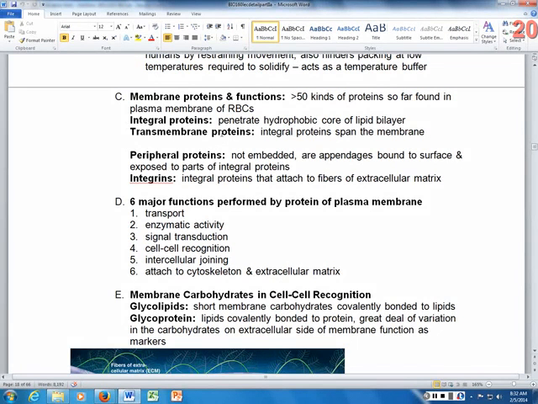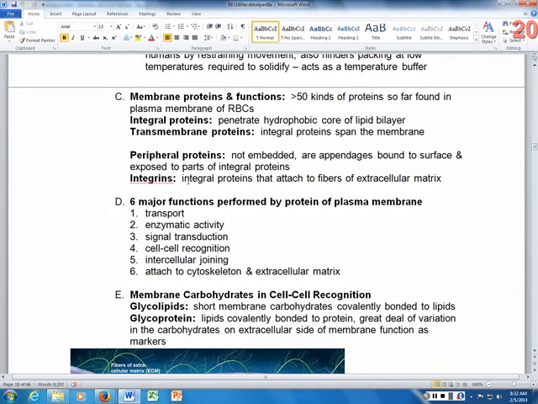And then we have peripheral proteins that are not embedded, but they're actually attached to the outside as well. So the integrins are the integral proteins that are going to attach the fibers of the extracellular matrix. So these are the ones that are going to be attached to the extracellular matrix here.